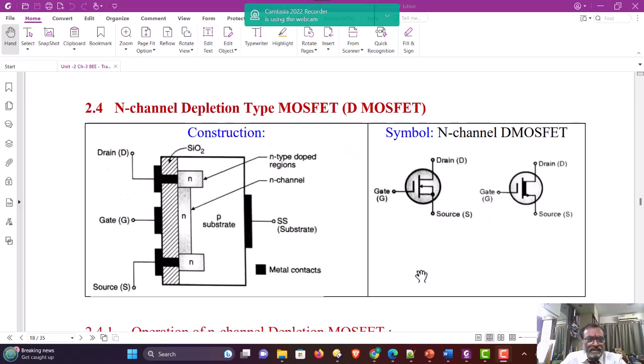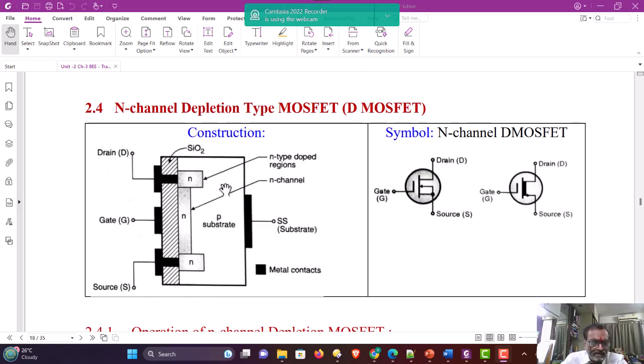Now let us see the N-channel depletion MOSFET, also called as D-MOSFET. Here we are studying the MOSFETs. Junction field effect transistors are not mentioned and removed from the syllabus, and therefore we are focusing from MOSFET onward. So it is a depletion type of MOSFET. Let us see the construction of depletion type of MOSFET. It consists of a P type of substrate, means P type of bar.